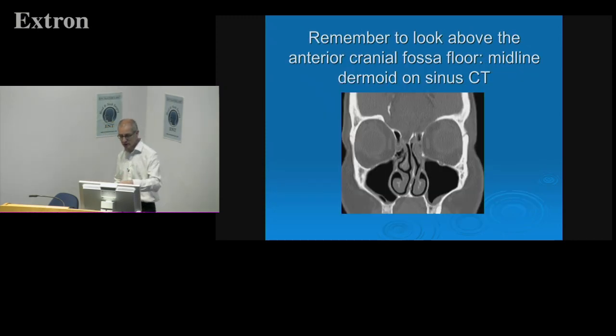Just a reminder, when you're looking at your sinus CT, there is this component above them called the brain, and so just remember to have a look. You'd be surprised how often tumours get missed in the anterior cranial fossa on these CTs.